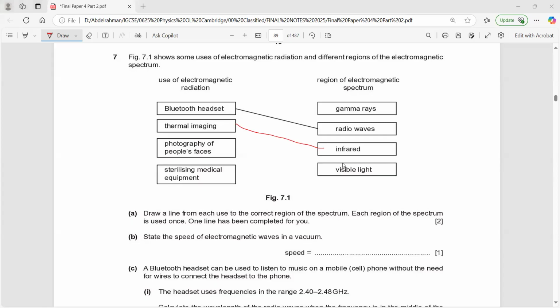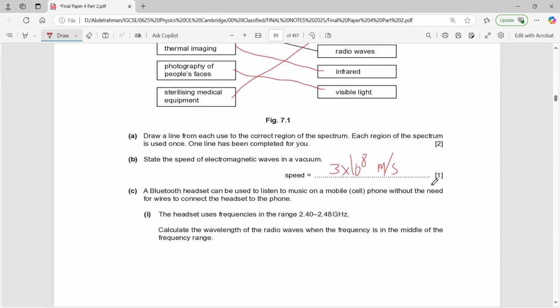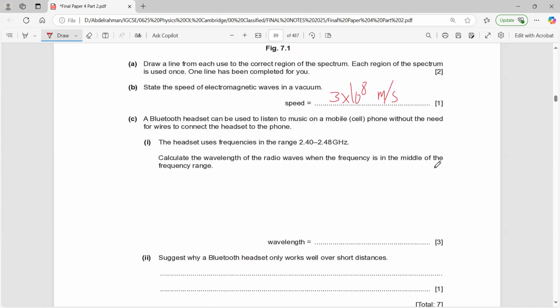Photography of people's faces, any pictures, it uses visible light. How can we see images? Using visible light. What about sterilizing medical equipment? Definitely using gamma rays. State the speed of electromagnetic waves in vacuum. 3 times 10 to the power of 8 meters per second, the speed of light in vacuum or in air.